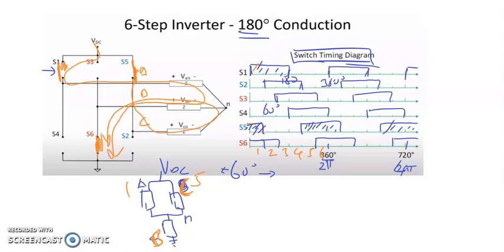So we have here VAN equal to VCN, which is the voltage across the branch here. Meanwhile, we have another branch of VBN.